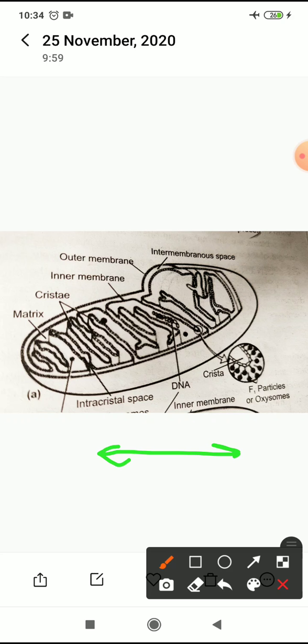Size of mitochondria is also variable. Average length of mitochondria is 3 to 4 micron and average diameter is 0.5 to 1 micron. Different physical and chemical factors like pH, cell environment, and osmotic pressure influence the size and shape of mitochondria.